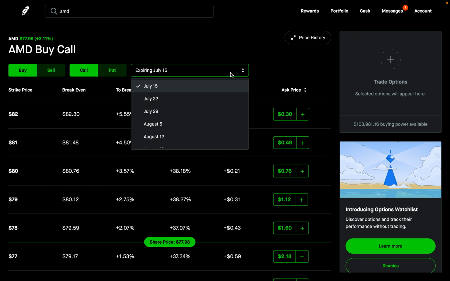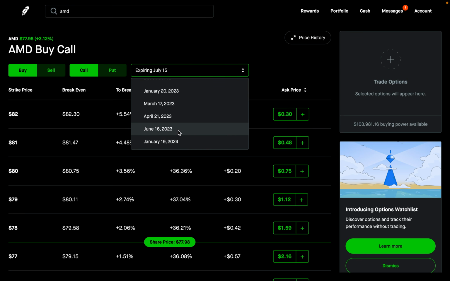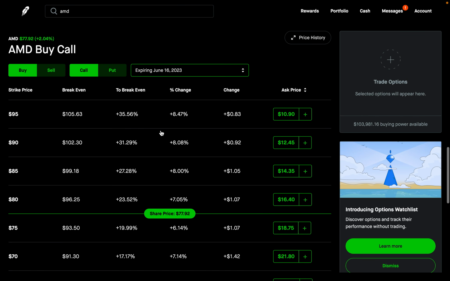Now, it doesn't exactly have to be greater than a year, just close to that. So if we take a look here, for example, this goes out to June 16th. The next one is January 2024. So you could use this one. It's not going to be exactly a year, but it's going to be okay, right? So you could just do this one here, June 16th, 2023. Okay, so now we're looking at some LEAP options here.